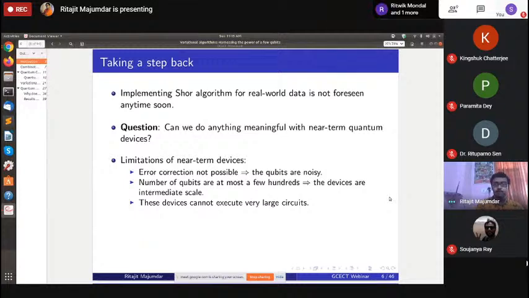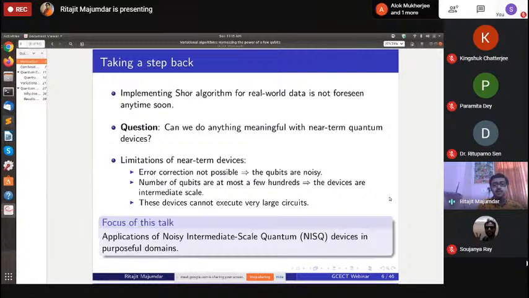So these types of devices are called near-term devices, or John Preskill coined this name, NISQ: noisy, because error correction is not possible; intermediate scale, because only a few hundred qubits are at most possible; and quantum devices. So these NISQ devices. And this is what we will focus on today: that using a NISQ device, we cannot implement Shor algorithm.